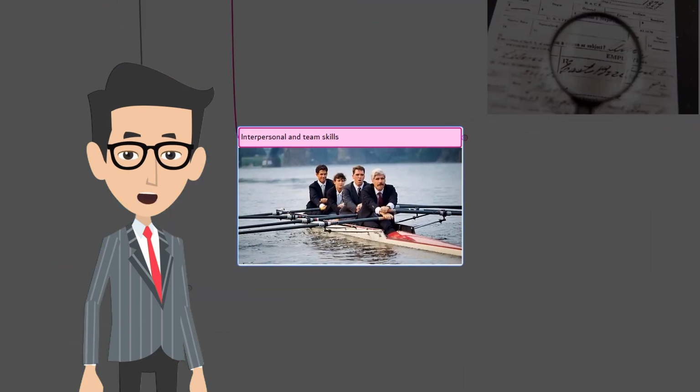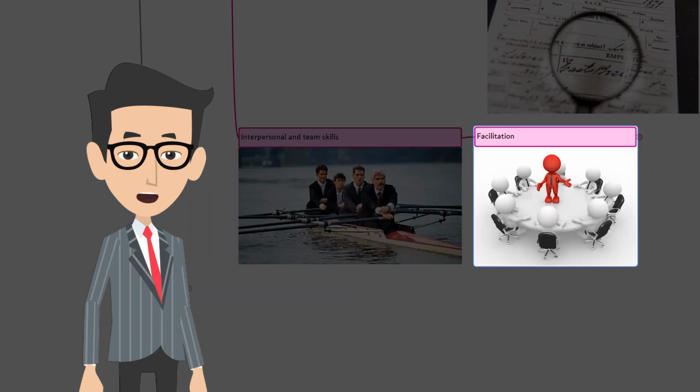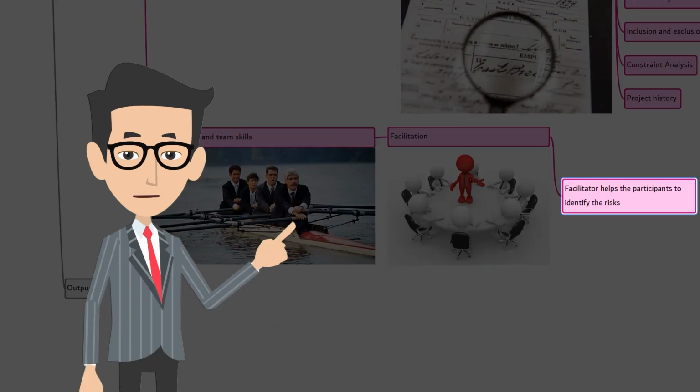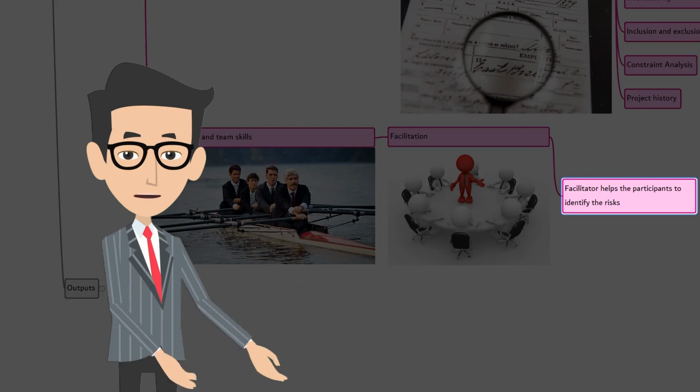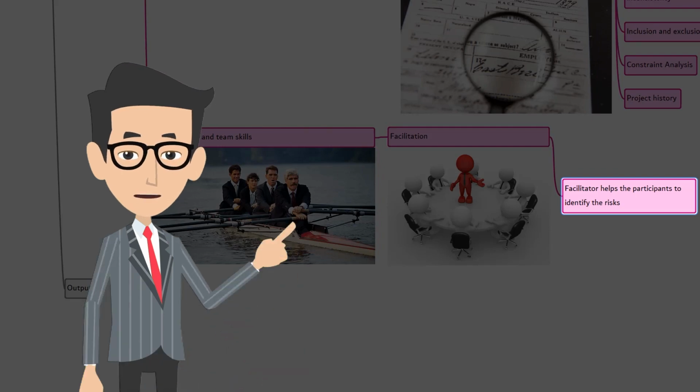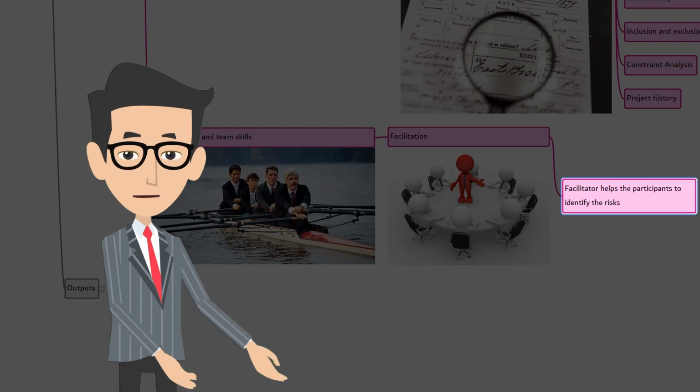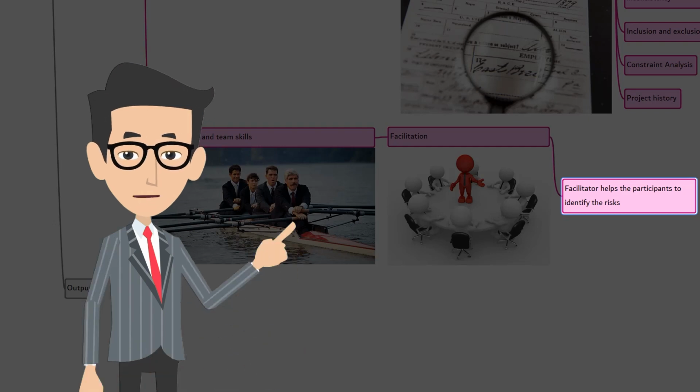The next one in the list is facilitation, which is part of interpersonal and team skills. Facilitation is one of the effective techniques that is used to identify individual project risk and source of overall project risk. A skilled facilitator can help participants to remain focused on the risk identification task, follow the methods associated with the techniques accurately, ensure clear risk description, identify and overcome source of bias, and resolve any disagreements that may arise.